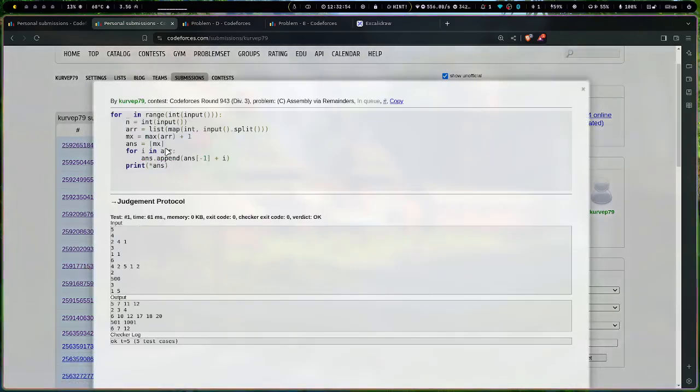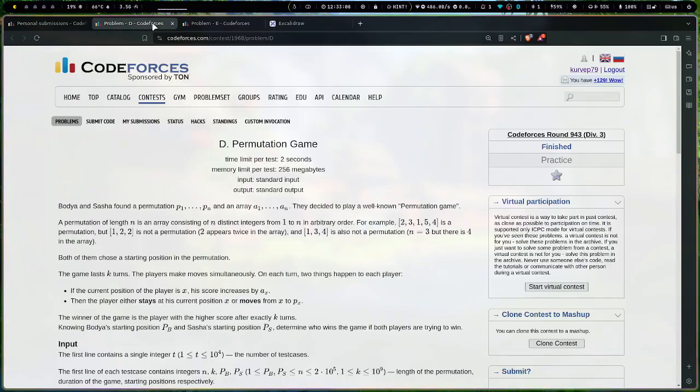You see, I take the maximum of the array plus 1 as my first element, and then just add the previous element plus the current element and print the answer. So that was it. Now let's see the fourth question.